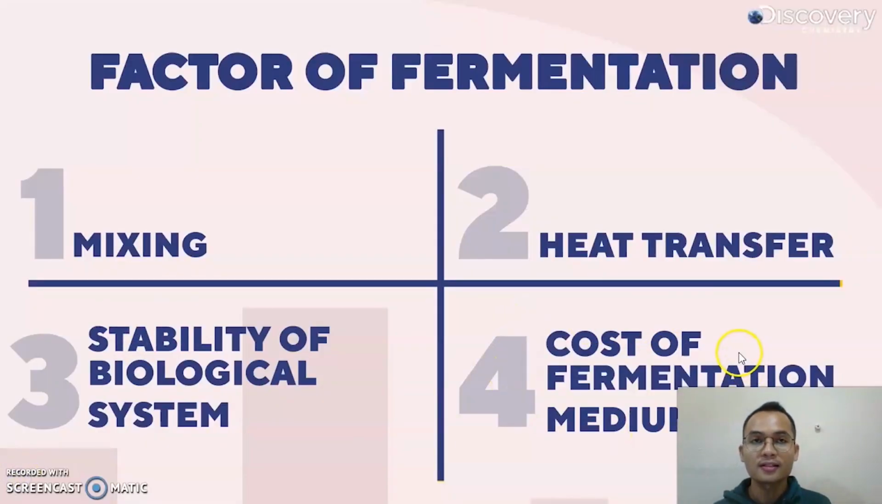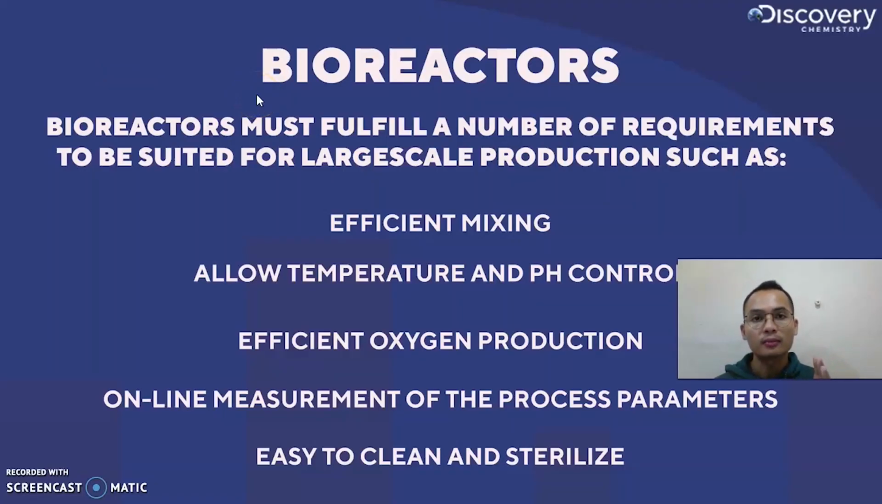The fourth and last factor of fermentation is the cost of fermentation medium. The constituents of the medium must contain the composition of biomass, in which it must contain carbon, hydrogen, nitrogen, oxygen, and sulfur. So next we move to the bioreactors.